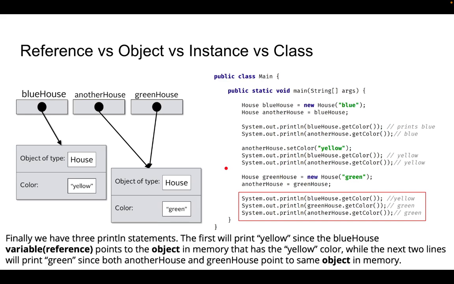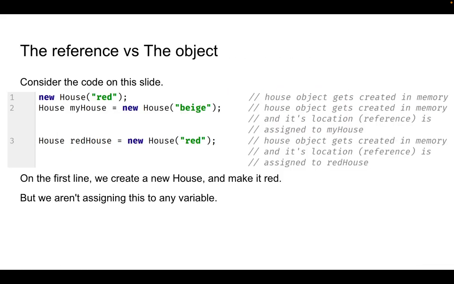So if you try to print it out, it will print yellow for the blue house, green for the green house because it has been defined like that, and another house also prints green. So we have three reference variables and two objects. Two objects with memory locations, and the three reference variables, blue house, another house, green house, pointing to their respective object locations. So that is the difference between reference and object in this case.